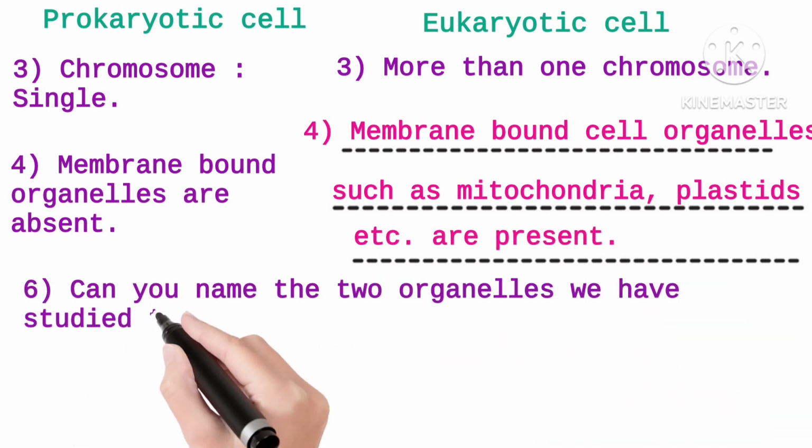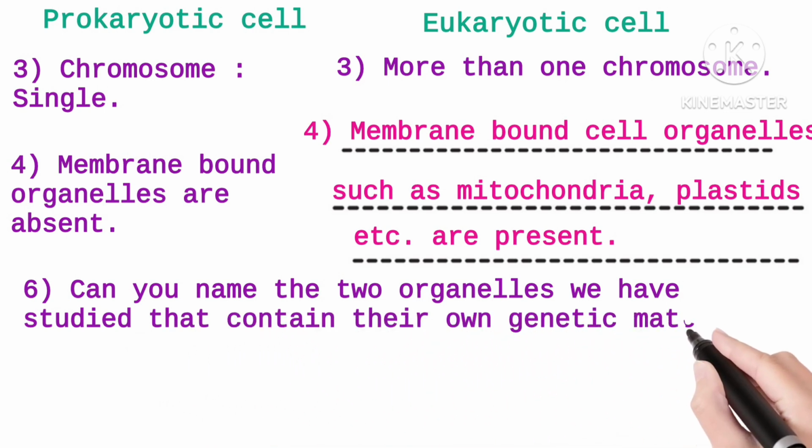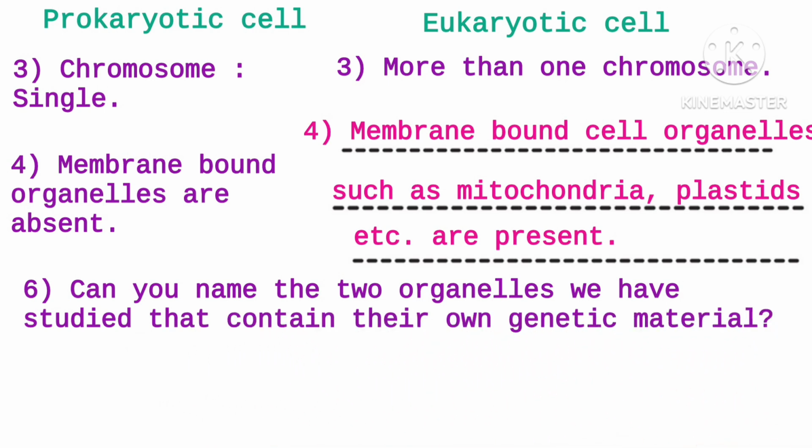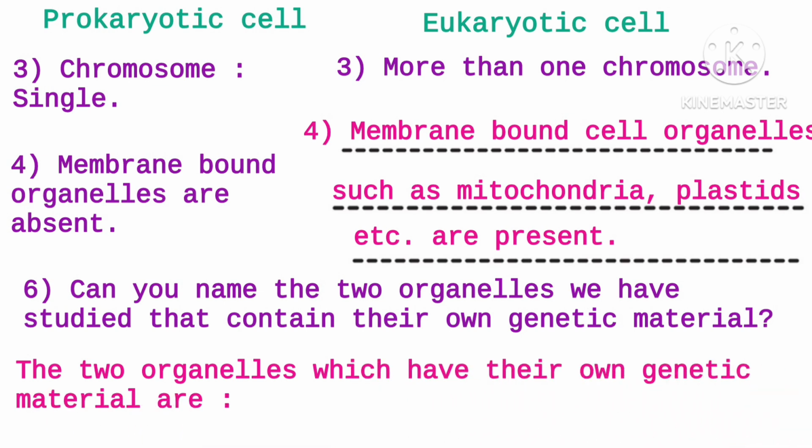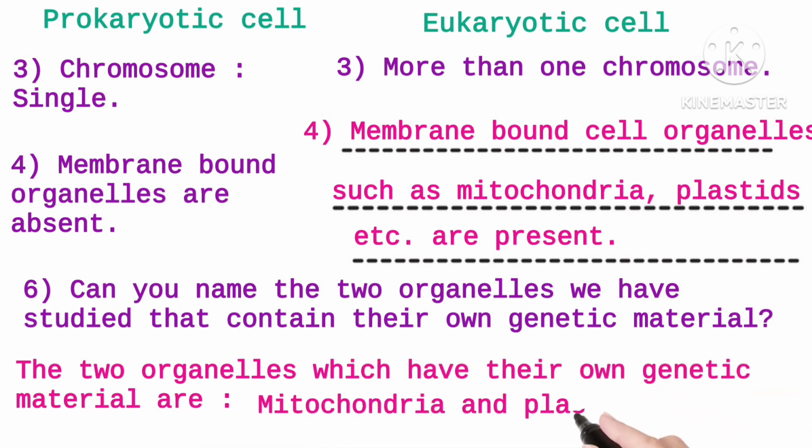Can you name the two organelles we have studied that contain their own genetic material? So the two organelles which have their own genetic material are mitochondria and plastids.